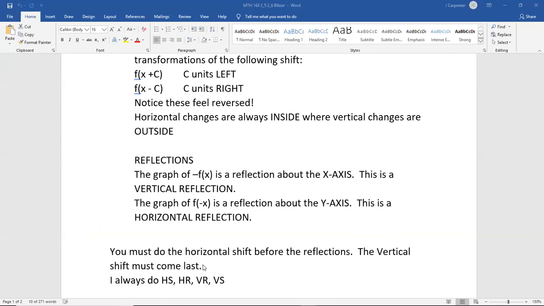And the crummy thing is that the order is backwards from horizontal versus vertical, and it probably has something to do with the fact that horizontal shifts are backwards. So you must do horizontal shifts before reflections. You must do vertical shifts after reflections. Again, this is kind of weird. Horizontal shifts have to be done before you go reflecting horizontally, but vertical shifts have to be done after you do the reflection.